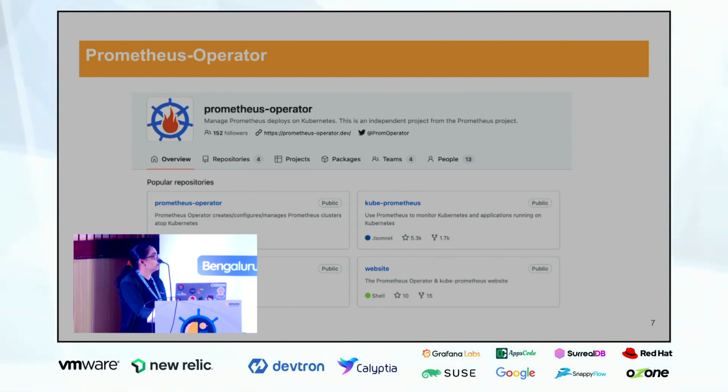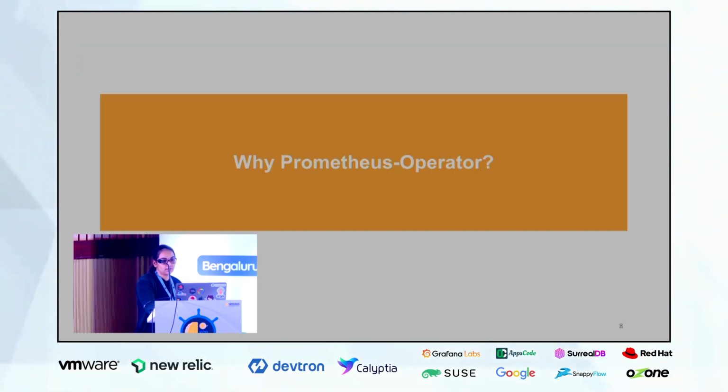So now let's move on to Prometheus Operator, today's topic. This is the Prometheus Operator GitHub org. It has two main projects. One is the Prometheus Operator itself, which is used to manage and deploy Prometheus, and kube-prometheus, which is an out-of-the-box monitoring stack you can deploy using it.